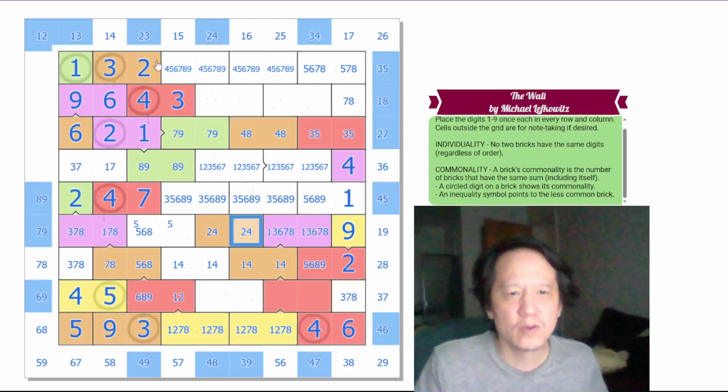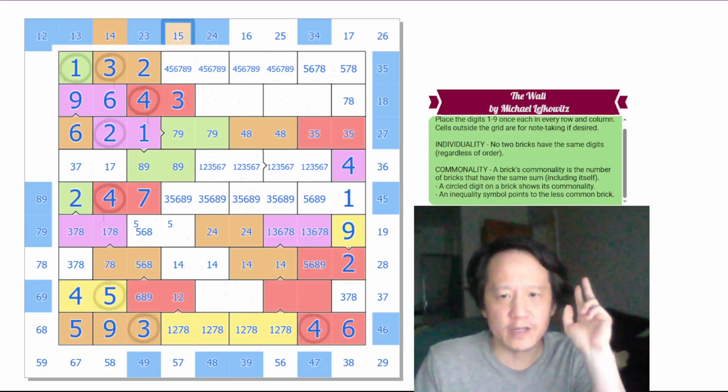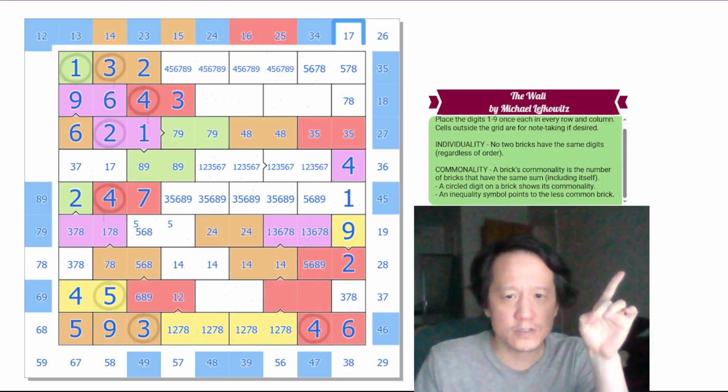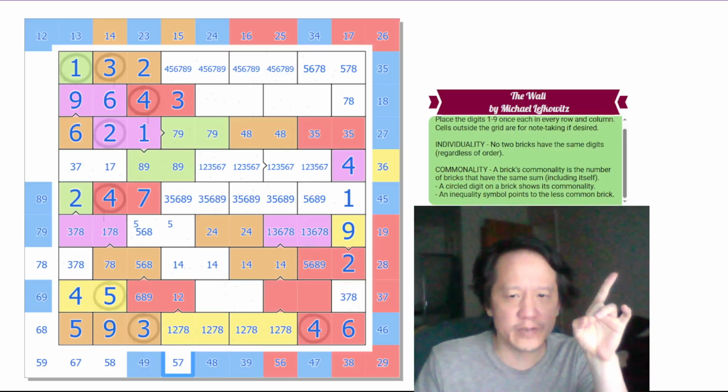Okay. 1, 4 is commonality 3. 1, 5 is commonality 3. 1, 6 is commonality 4. 2, 5 is commonality 4. So is 1, 7 and 2, 6. 3, 6 is commonality 5. That's the only one left. Interesting. 1, 9 is commonality 4. So it's 2, 8, and 3, 7. So it's 2, 9, 3, 8, and 5, 6. 5, 7 is commonality 3. So it's 5, 8, 6, 7. Commonality 2 is 5, 9, 6, 8, and 7, 8.